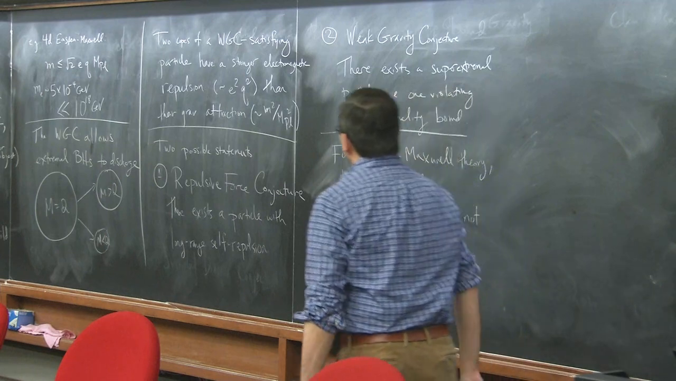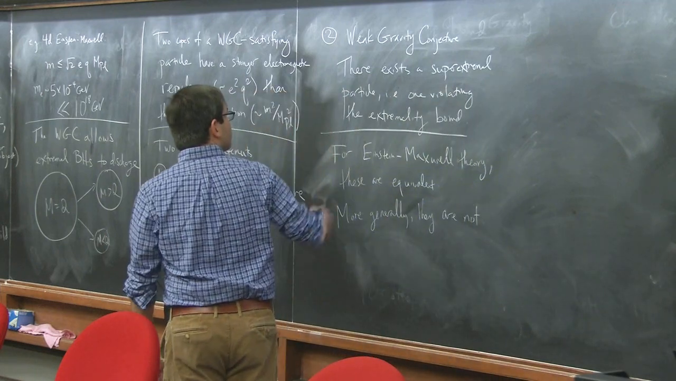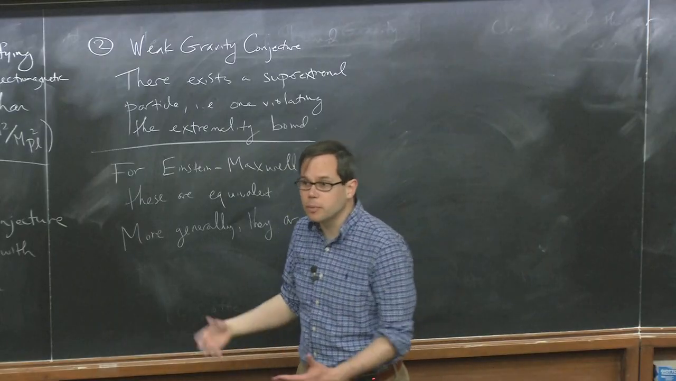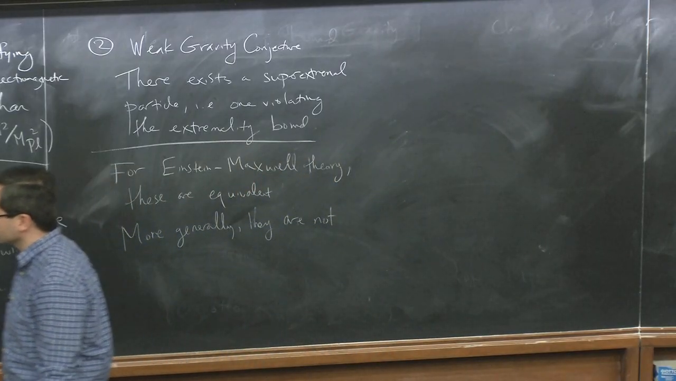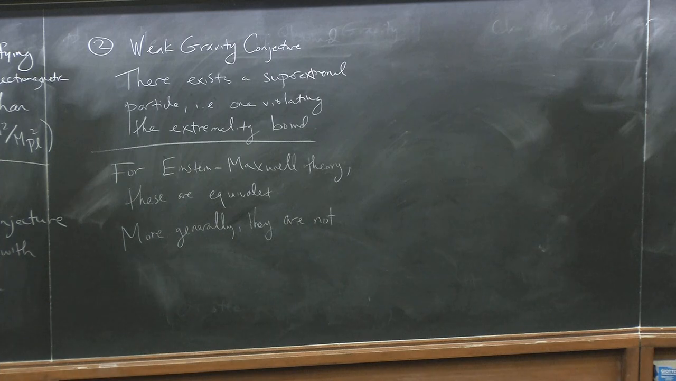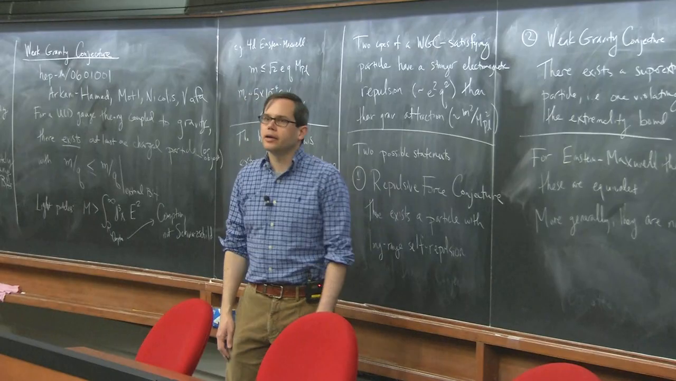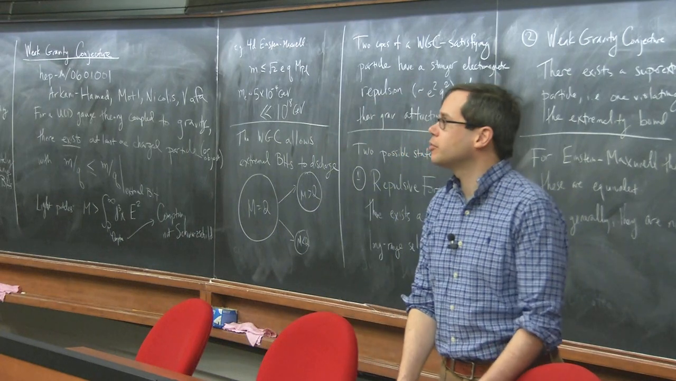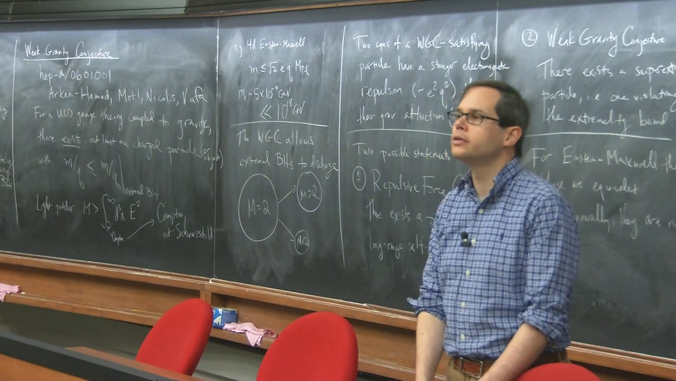One general comment to make about these conjectures is that they all have the form, there exists a particle. It's not a statement that every particle in the theory has to obey this bound, it's just a statement that there must be some particle in the theory that obeys this bound. And the fact that it has that form sort of signals that these kinds of statements are not going to be extremely easy to prove.